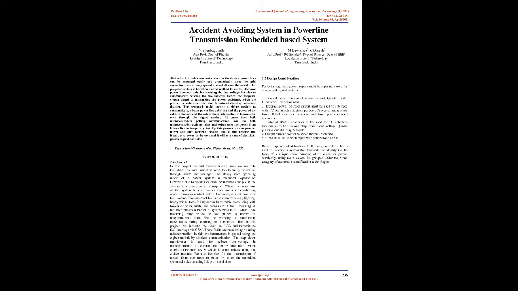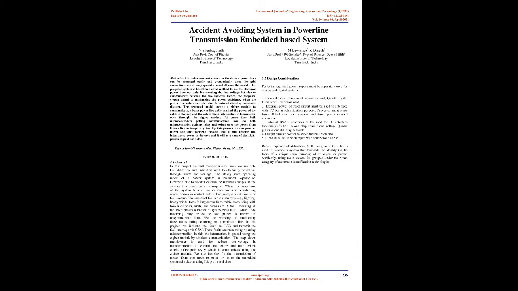At the same time, both microcontrollers get a communication loss. So both microcontrollers activate the relay and switch over the power from the failure line to a temporary line. By this process we can prevent power loss and accidents. Beyond that, it will provide uninterrupted power to the user and save the electricity person's time in solving the problem. Keywords: microcontroller, Zigbee, relay, MAX 232.